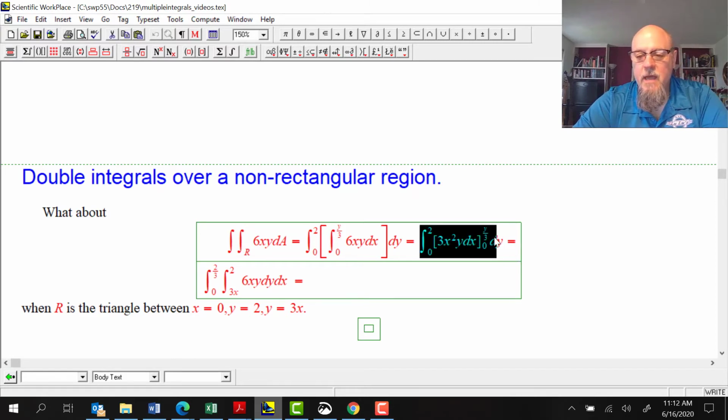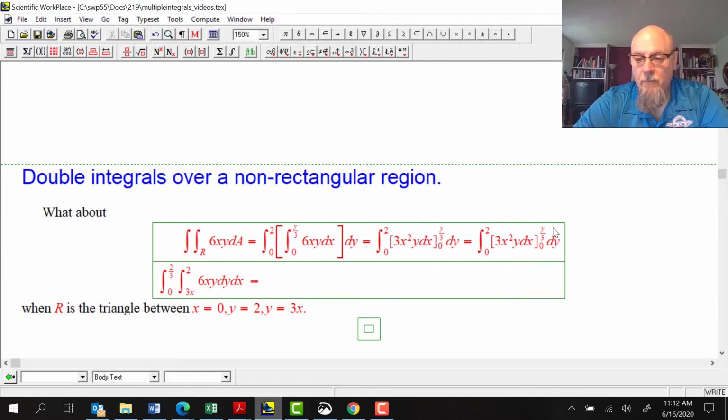When we sub in the y over 3, I'm subbing it in for x. So that'll be y squared over 9. y squared times y is going to be y cubed.